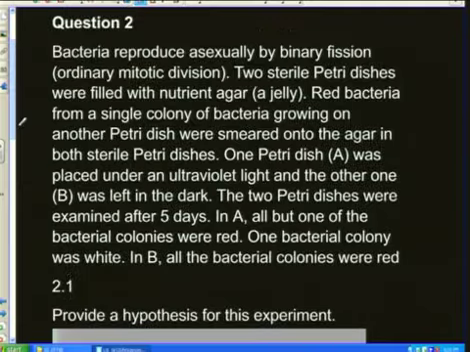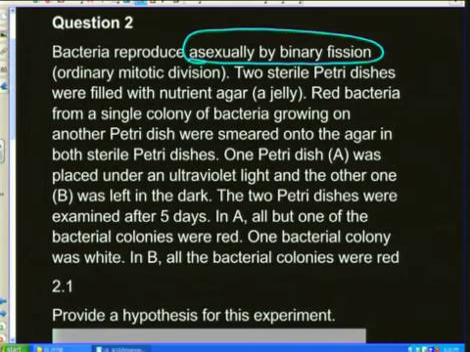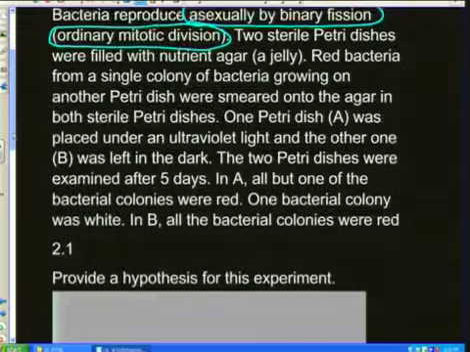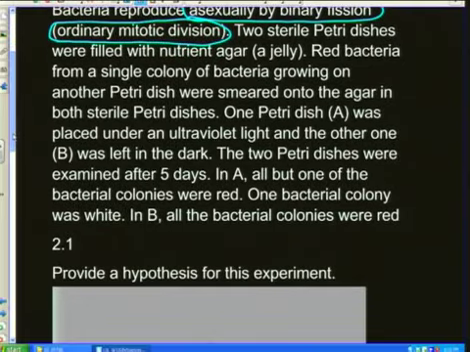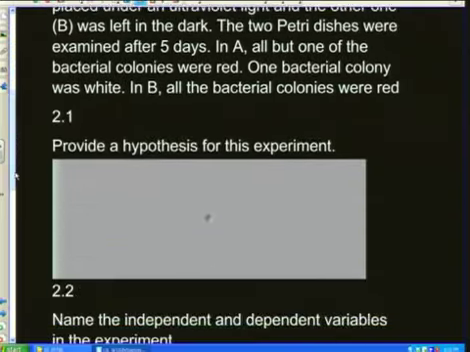They're saying here, bacteria reproduce asexually by binary fission. Important note there, not sexually but asexually. And this is by ordinary mitotic division. Two sterile petri dishes are filled with nutrient agar, etc. You've got this in your notes. I'm not going to read the whole question. All right? Provide a hypothesis.